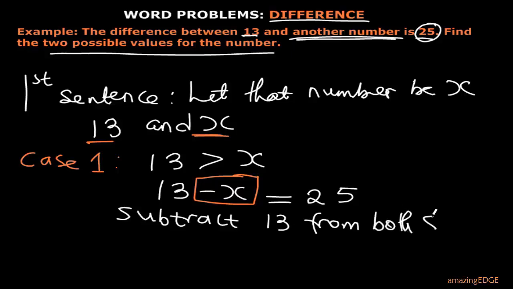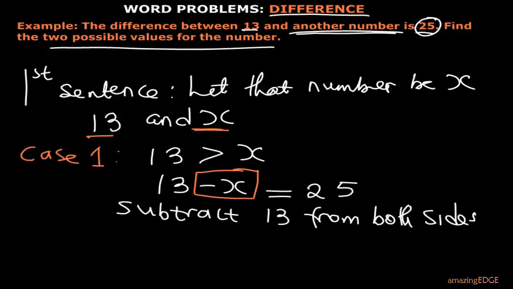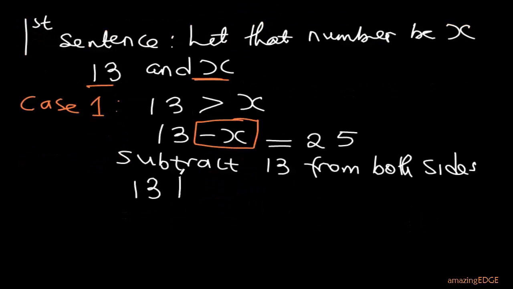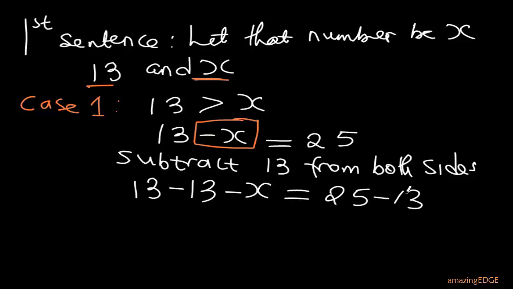So if that is done, we are going to have 13 minus 13, because that is on the left hand side. So we still have minus x. Then on the right hand side, we also subtract 13. So that will be 25 minus 13. So at this point, 13 minus 13 will vanish. So we'll be left with minus x on the left hand side. Then on the right hand side we have 25 minus 13, which will simply give us 12.